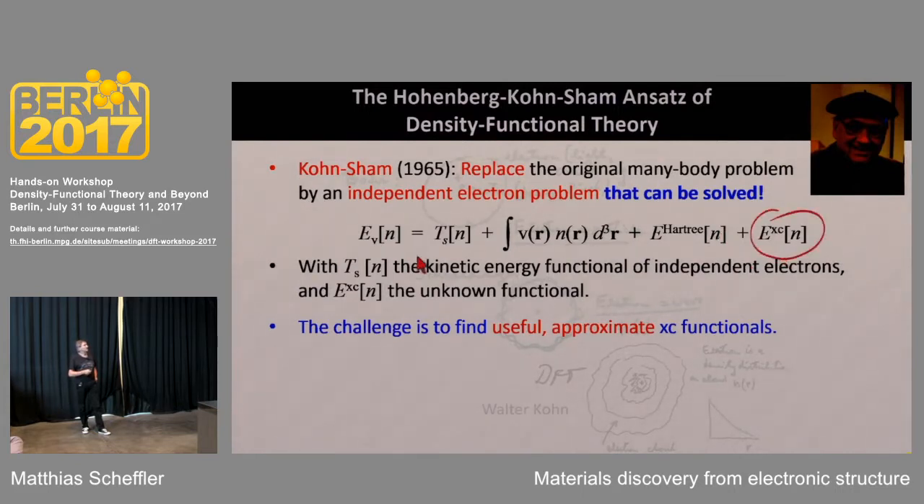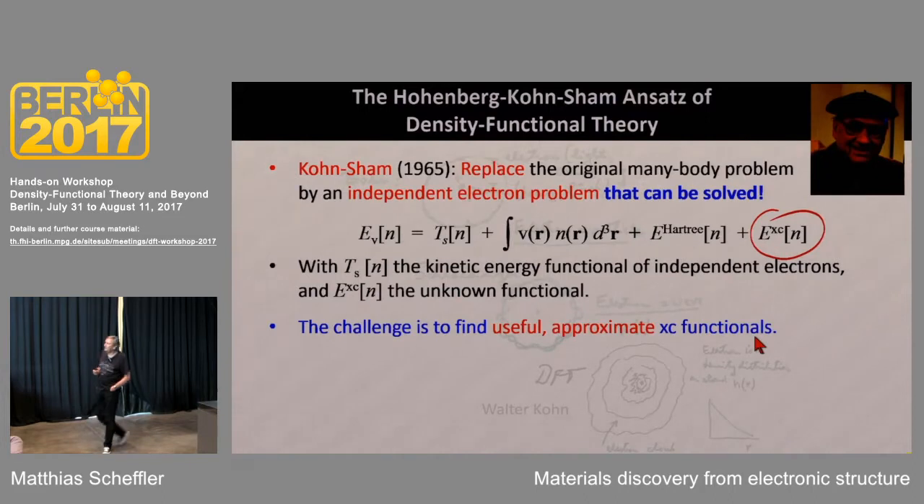The important thing is this. Ts is the kinetic energy of independent electrons, and EXC is the unknown functional. That again brings us to what Dirac has said: we need an approximate way, but it should be practical. I've written this down here in a somewhat different way, but with the same message. The challenge is to find useful, approximate exchange correlation functionals.